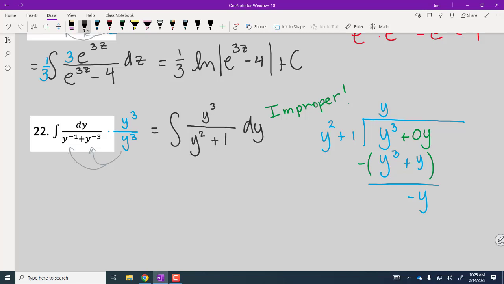So this is going to be rewritten as y minus y over y squared plus 1. So same process that we did with an improper fraction in grade school, same idea. And of course in grade school you have this shortcut that you wrote it like this, 2 1/4. But that really is 2 plus 1/4. Right?